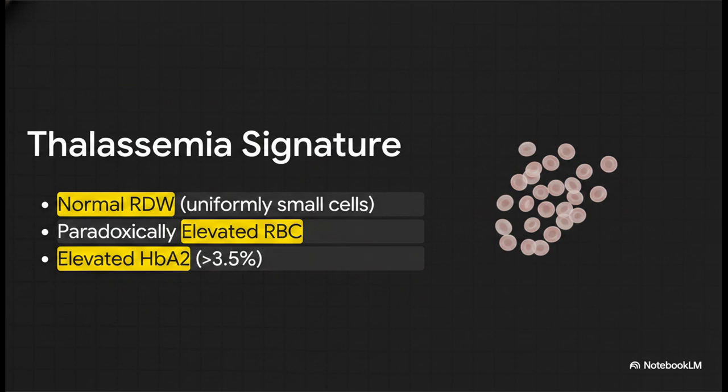First, the RDW is strictly normal. Because the defect is genetic and constant, the cells produced are uniformly small. They aren't varying in size. Second, you see a paradoxically elevated red blood cell count. The marrow realizes there is an anemia and aggressively compensates by just pumping out more and more of these tiny defective cells. Finally, the definitive diagnostic signature is found on hemoglobin electrophoresis, demonstrating an elevated HbA2 greater than 3.5%.